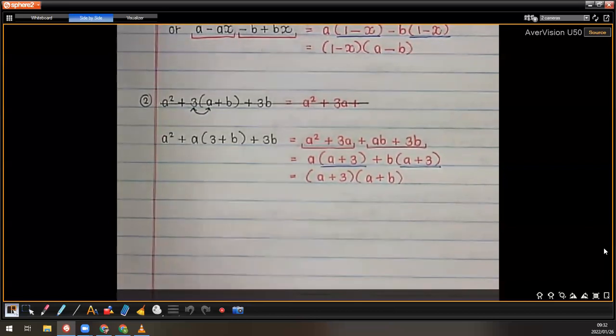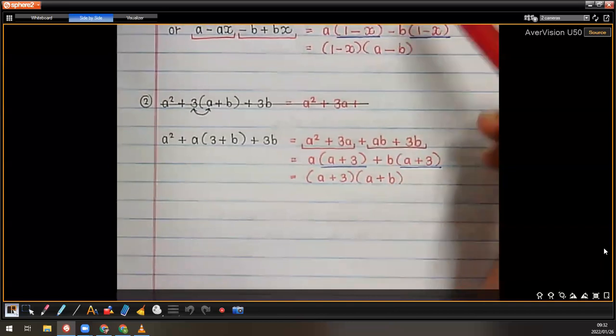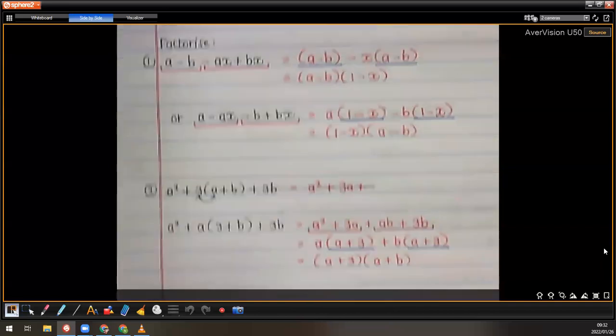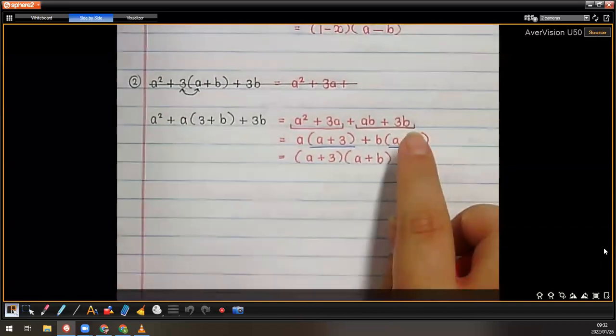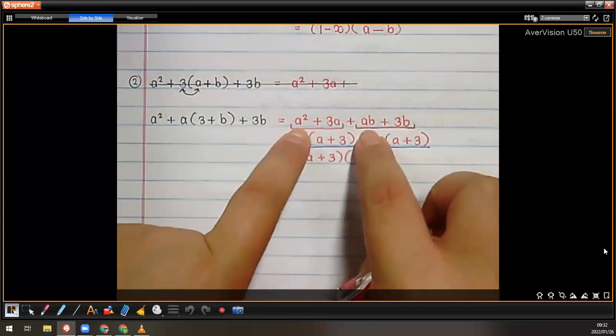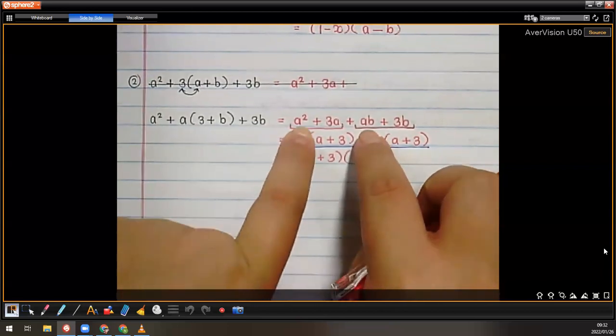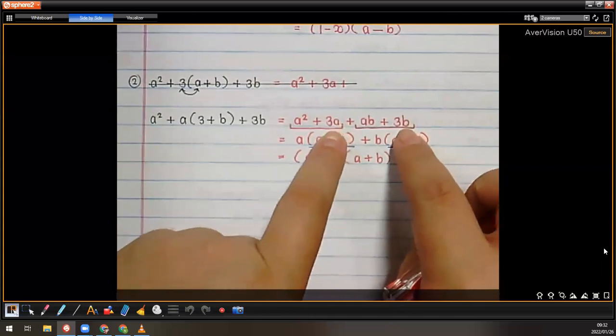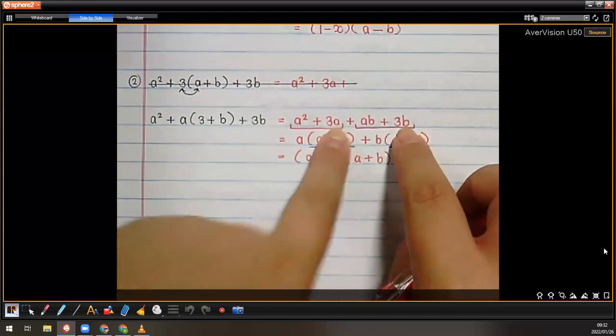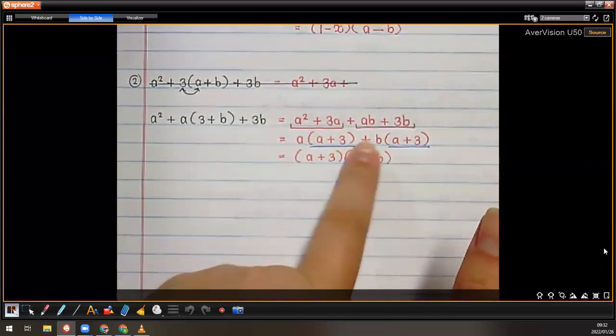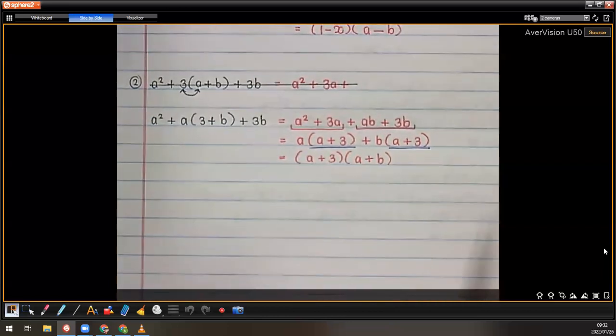Yes, absolutely. You could have done it the other way around. Just like I said here at the top, you could have grouped them the other way around. So you could have grouped these 2, then you would have taken out an A, you would have been left with A plus B. Here with these 2, you could have taken out a 3, again you would have been left with A plus B. So that would have been your first bracket, and then that would have been your second one. Perfect.